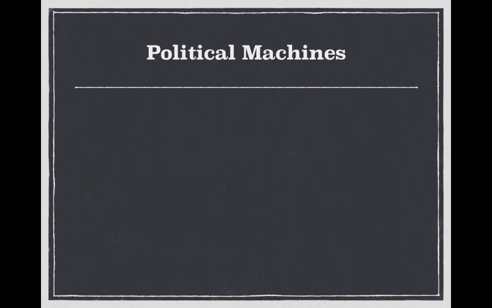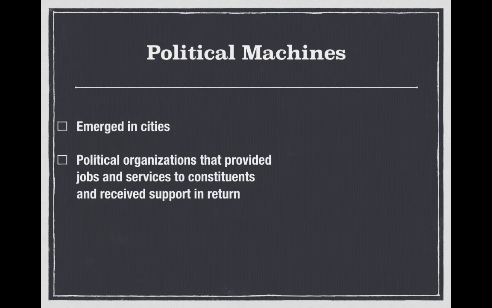So political machines develop in cities. Please star, circle, underline, highlight this concept. You will definitely need to know this for your exam. These emerged in cities, in places like New York City in particular. And political machines were political organizations that provided jobs and services to constituents in return for support. I can't stress this enough. These are political organizations that gave out jobs and services to mostly poor constituents. In return, they were given political support.